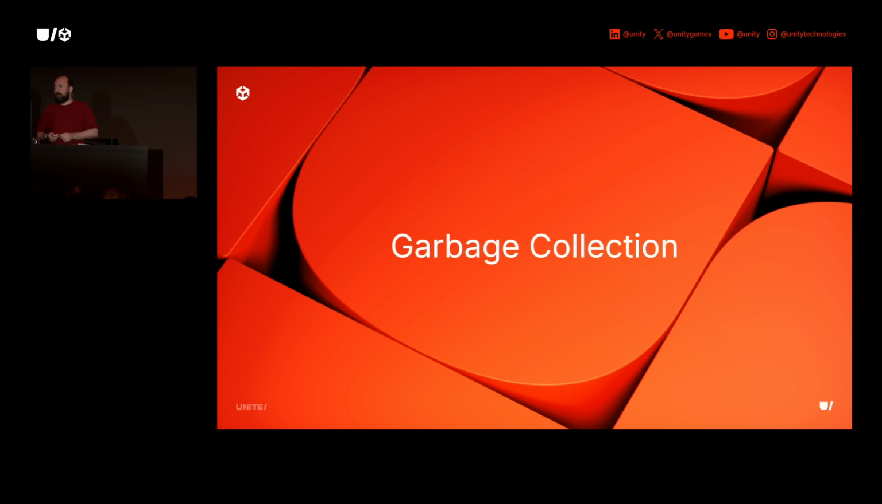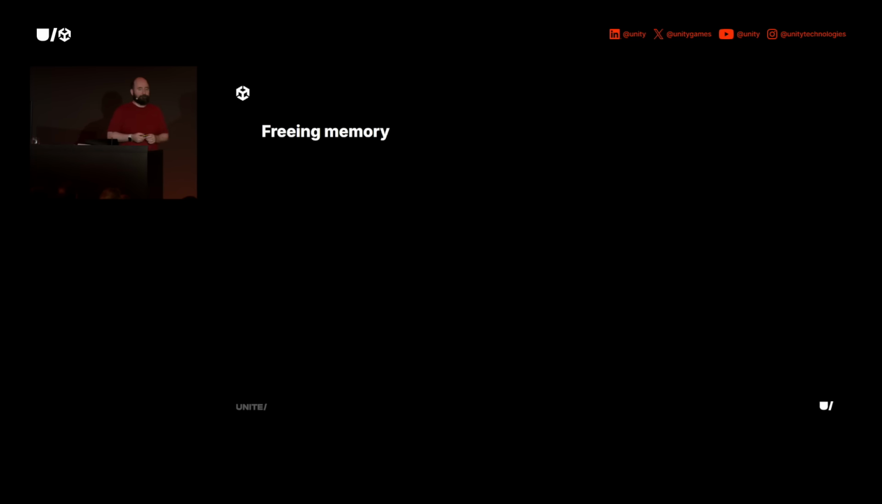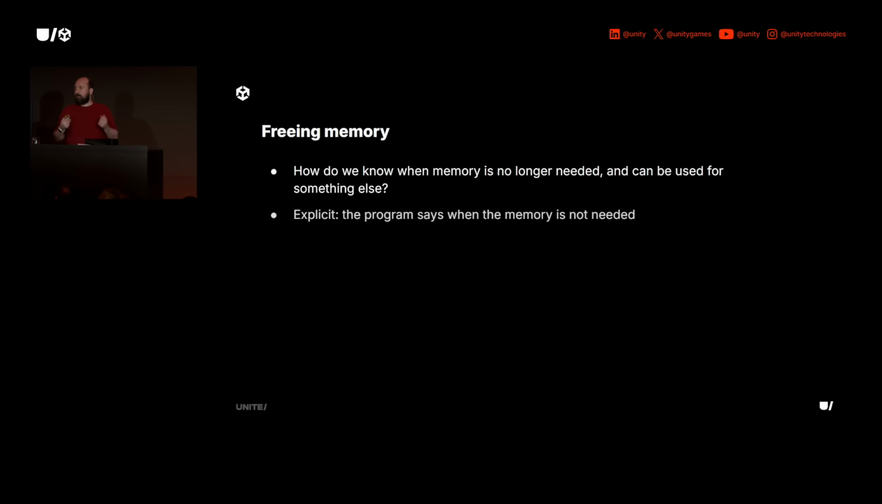Let's switch tracks for a bit and talk about another topic key to memory in Unity: garbage collection. One of the big problems in memory management is knowing when it is safe to reuse memory for a new purpose. There are two main approaches to this problem. The first is explicit. We, as programmers, decide when we're done with some chunk of memory, and we signal that it should now be freed, made available for reuse.